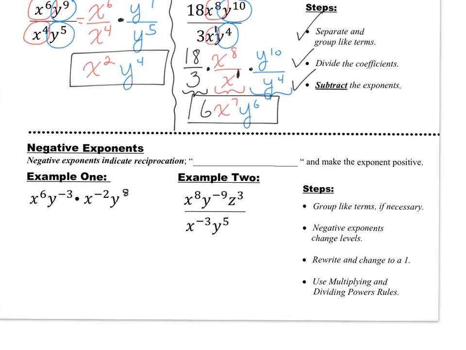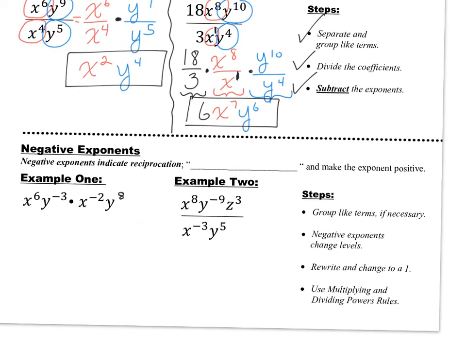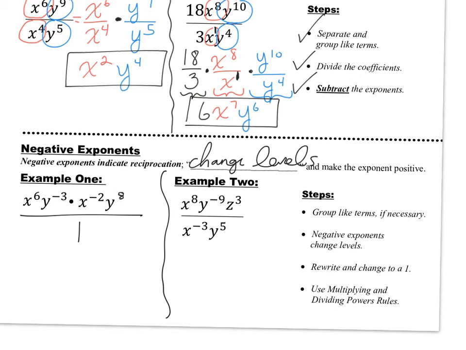So remember that negative exponents indicate reciprocation. And one way to look at this besides flipping is that you are changing levels. So what did I write? I wrote a 1 underneath that expression for example 1 because in that expression it does have a numerator and a denominator. And the denominator in this case is 1. The numerator is one level, the denominator is another level. So when we want to make our exponents positive, we change their level. So y to the negative third power will change levels, and x to the negative second power will also change levels.